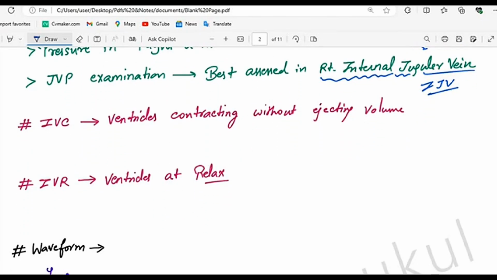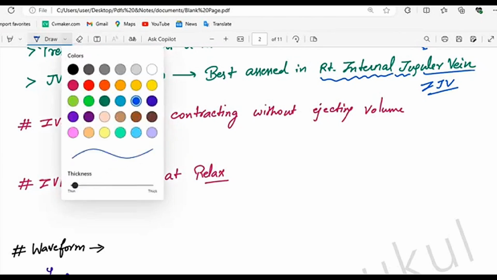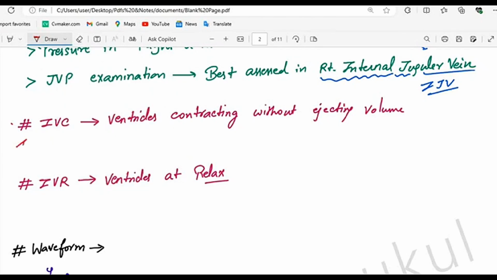What is that IVC? Inferior vena cava? No, it is not inferior vena cava. Then what is it? It is isovolumetric contraction. It is the isovolumetric contraction. Okay, before the isovolumetric contraction, let's go a little basic. So what is that? These are S1 and S2. What are these? These are the heart sounds. This is the normal heart sounds.